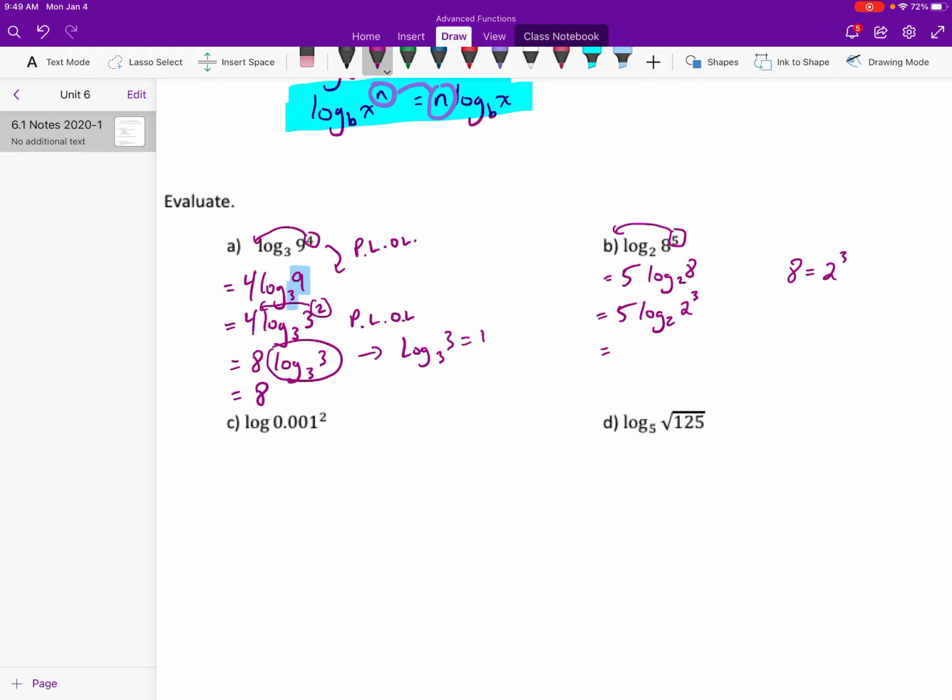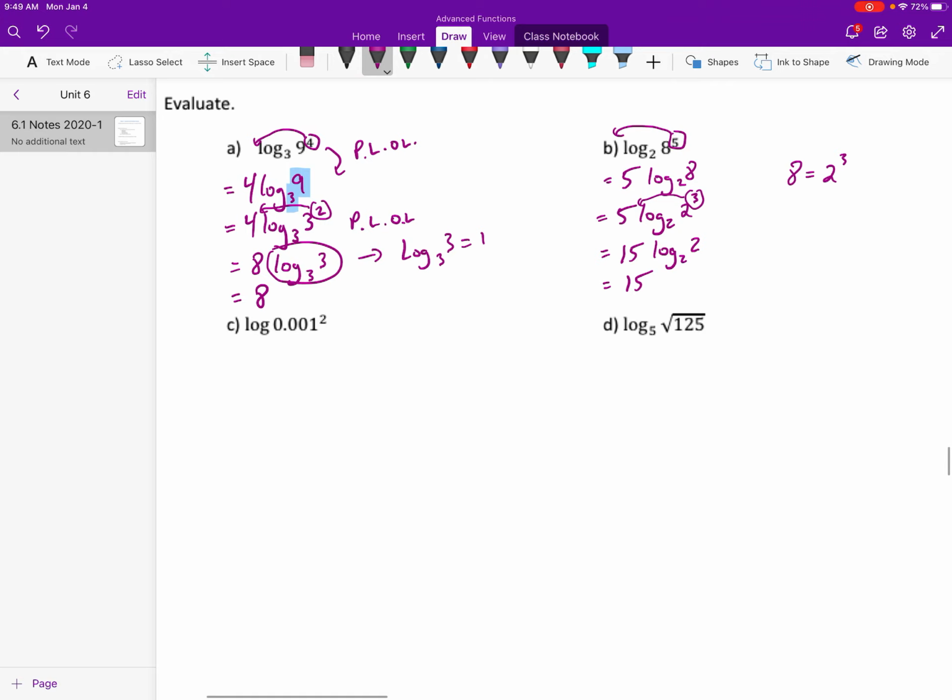Okay, power law of logarithms again says that we can take this 3 and shift it out in front. So we get 5 times 3, which is 15, with log of 2, base 2. And log of 2 with a base of 2 is just 1, so the answer is 15.